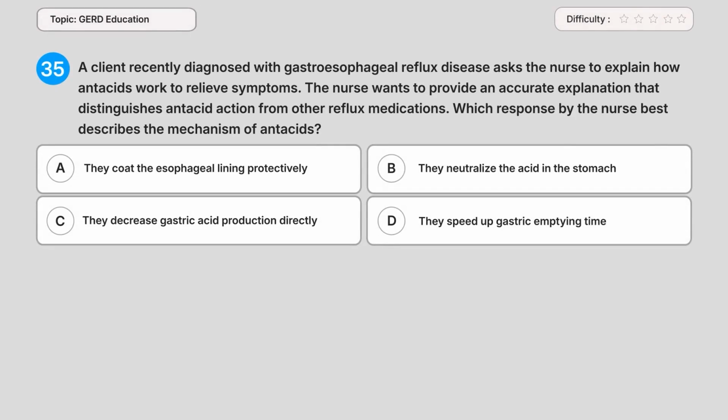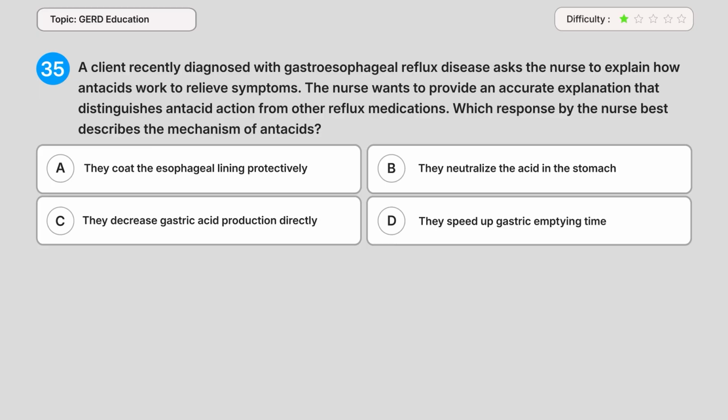35. A client recently diagnosed with gastroesophageal reflux disease asks the nurse to explain how antacids work to relieve symptoms. The nurse wants to provide an accurate explanation that distinguishes antacid action from other reflux medications. Which response by the nurse best describes the mechanism of antacids?